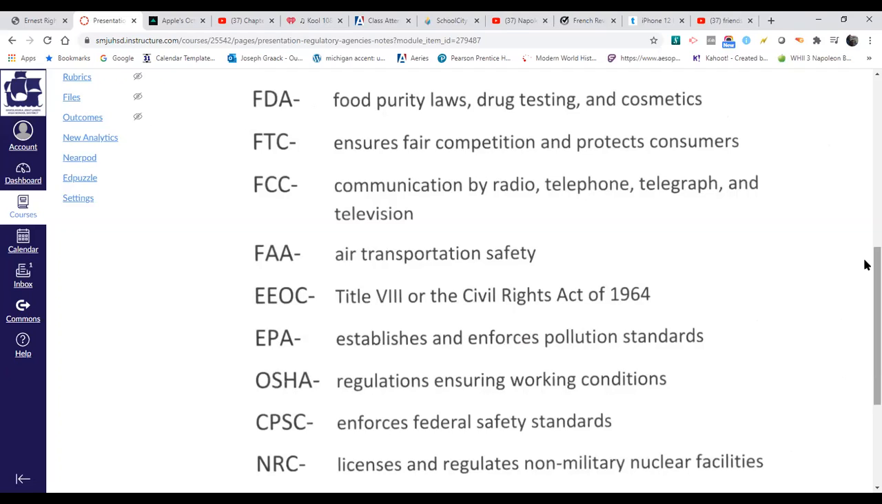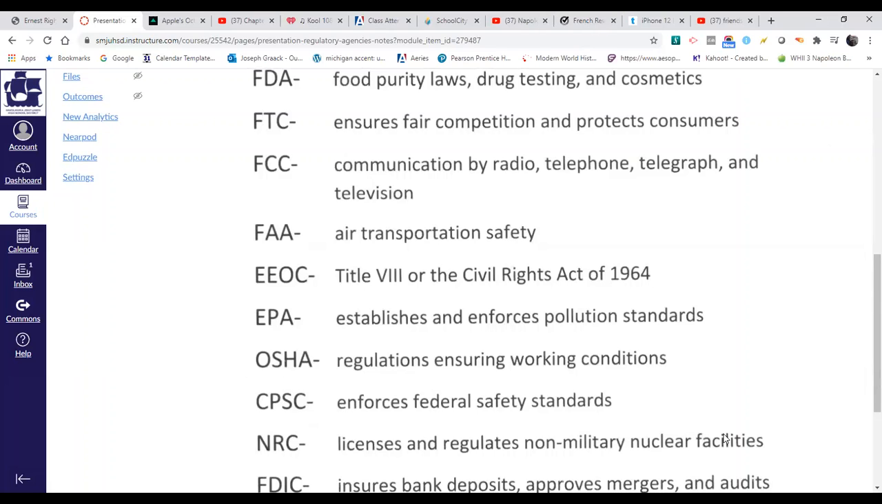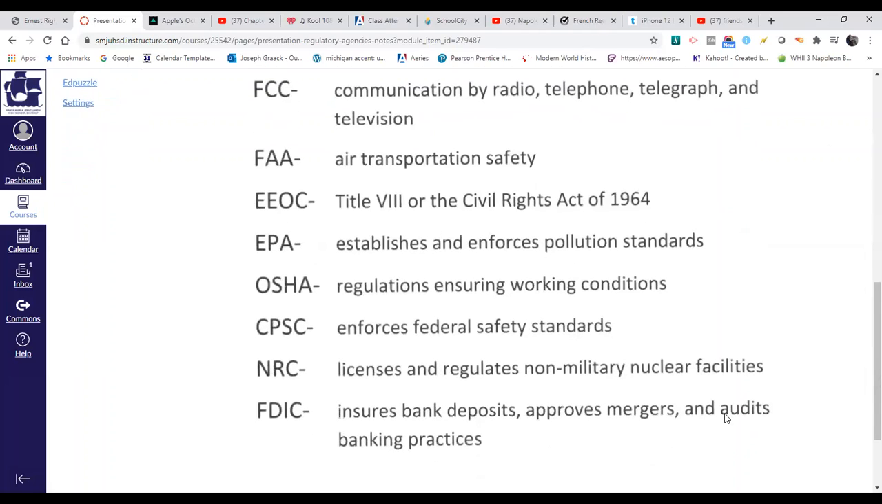OSHA is your regulation of work conditions. And so those, if you have a job, those are those posters, right? If you're hurt on the job, what to do. If you see an unsafe working condition, what to do. Your Consumer Protection Agency ensures federal standards. So when you get a recall on toys, that is generally the CPSC.